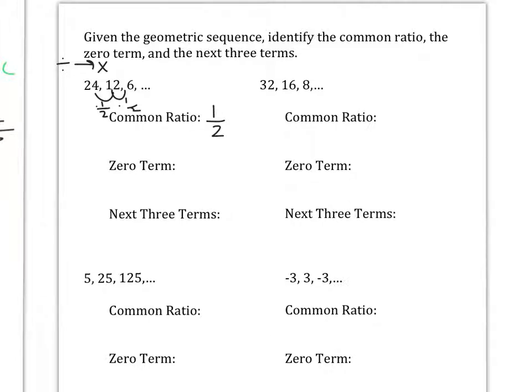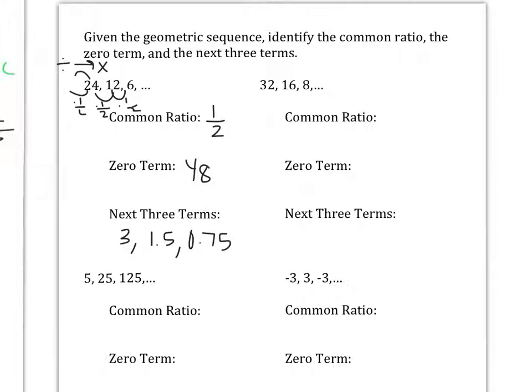The zero term, if I work backwards, right, what times 1/2 is 24? Well, you could think about it on the other end: what divided by 2 is 24? That's 48. And again, if you didn't know this, you could always work backwards in your calculator or in your head, taking 24 divided by 1/2. The next three terms of the sequence would be 3, 1.5, and then 0.75.